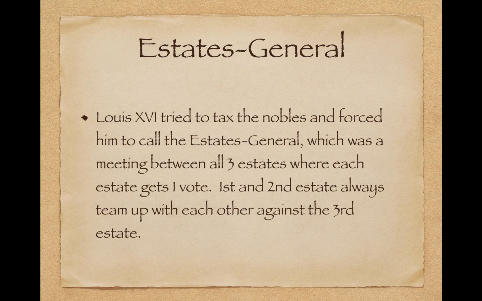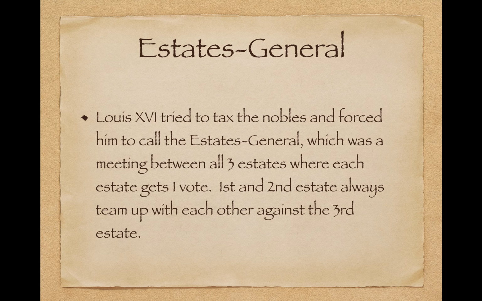So Louis comes up with the idea of trying to come up with a law to tax the nobles. And the nobles freak out and they say, no way. And they force Louis to call a huge, huge meeting. And this big meeting is known as the Estates General.